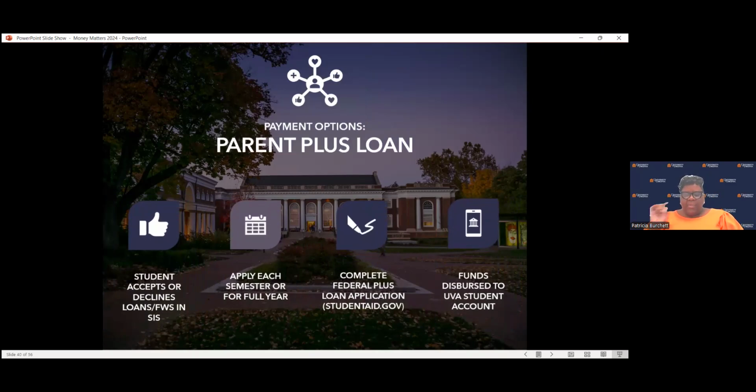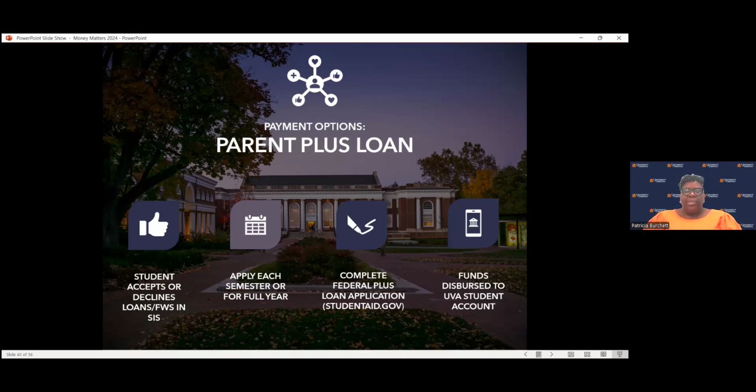And I know, again, guys, I'm sorry, it's so much information that we have to cover that I'm going at a little fast pace. But I also want to keep reminding you that all the information can be looked at in greater detail on our website, the Student Financial Services website. And so I want to talk to you next about the Parent Plus loan option.